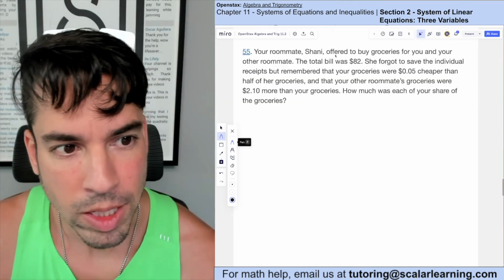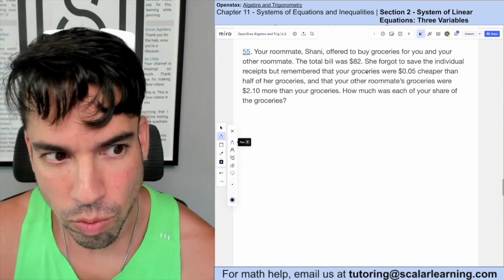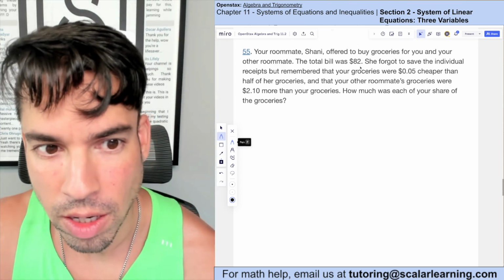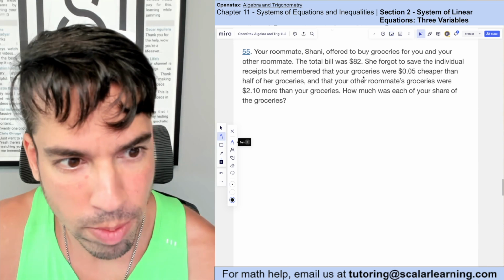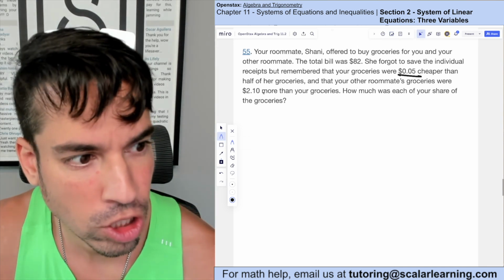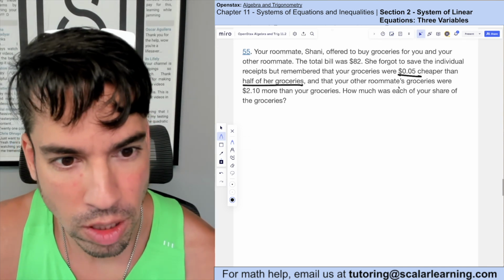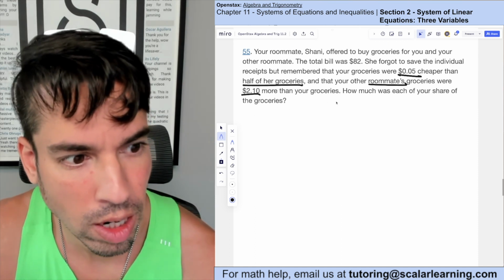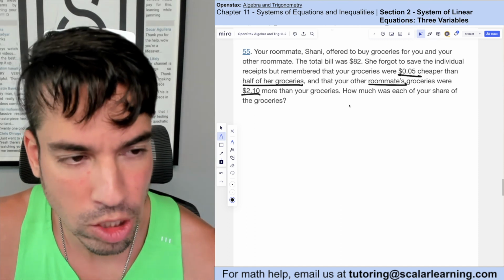Done. Your roommate, Shani, offered to buy groceries for you and your other roommate. The total bill was $82. And she forgot to save the individual receipts, but remember that your groceries were 5 cents cheaper than half of her groceries and that your other roommate's were $2.10 more than your groceries. How much was each of your share?